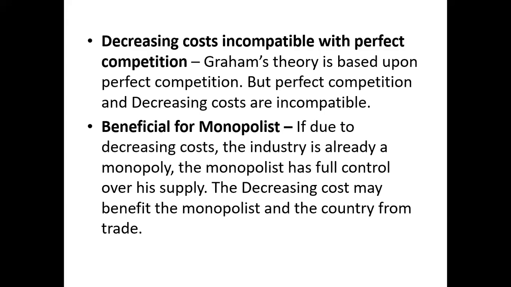decreasing cost is completely incompatible with perfect competition. Graham's theory is based on both this assumption, that is perfect competition as well as decreasing cost. But both these concepts are quite incompatible. Then the next criticism is beneficial for monopolist. Due to this decreasing cost, the industry is already a monopoly. The monopolists have a full control over the supply. So the decreasing cost may benefit the monopolist and the country from trade.